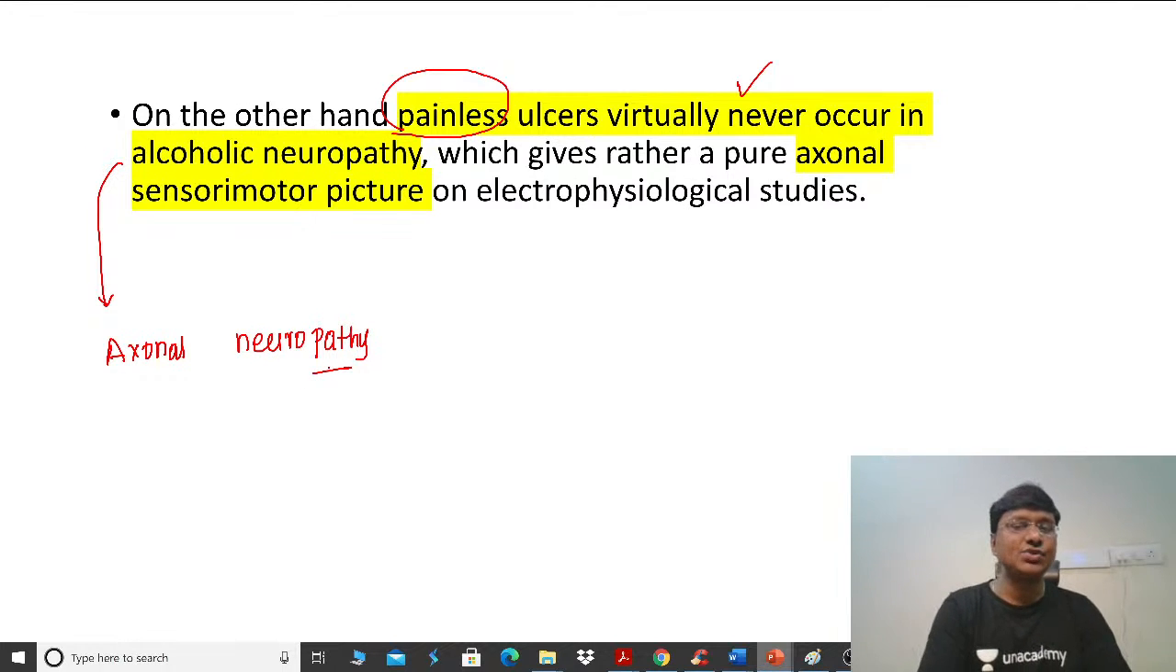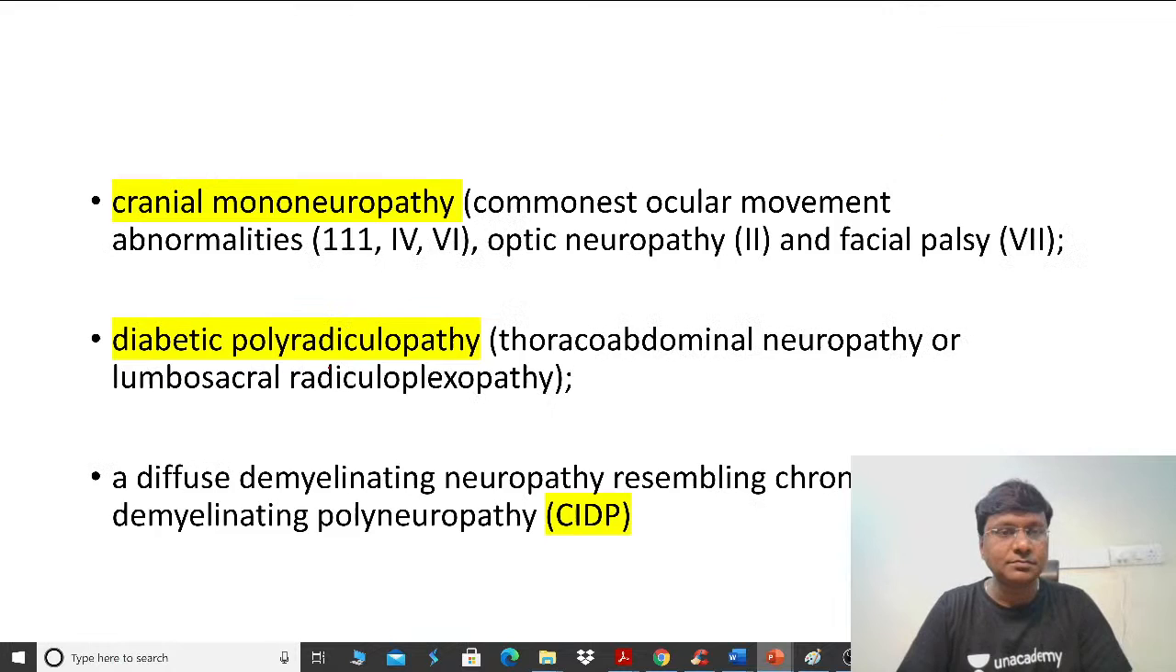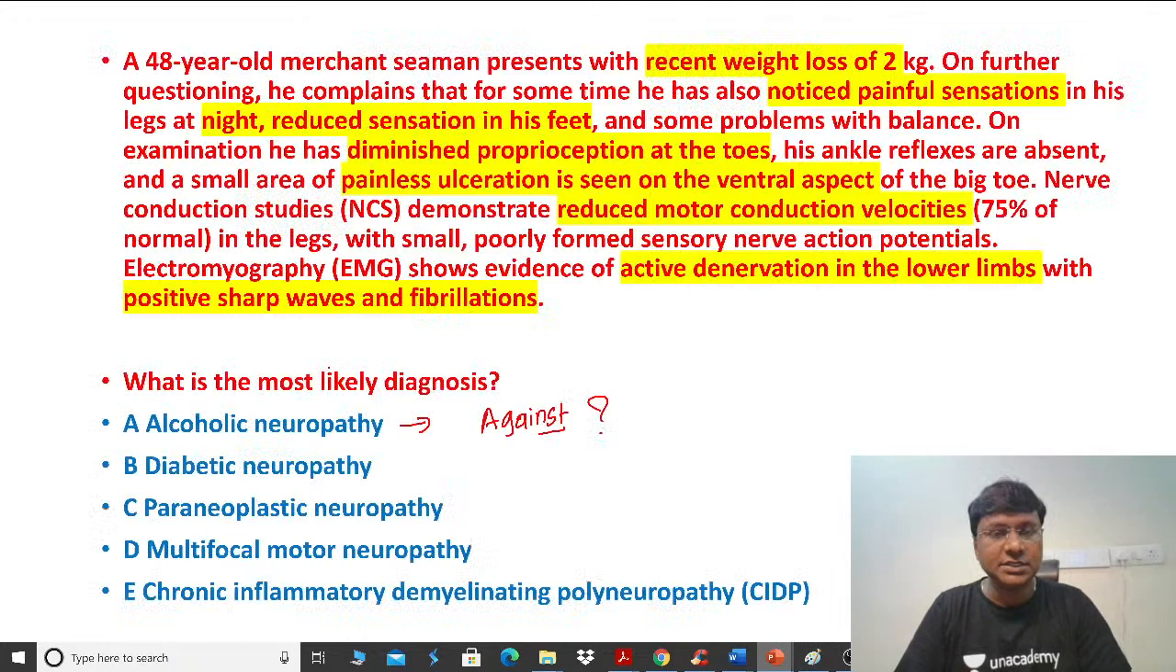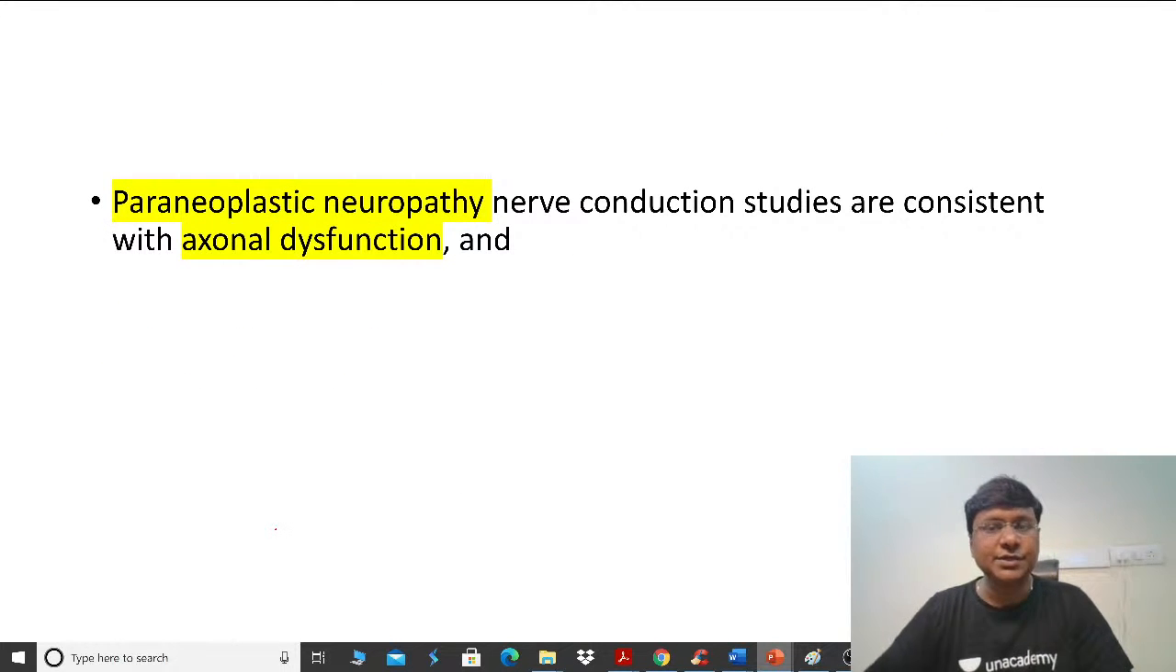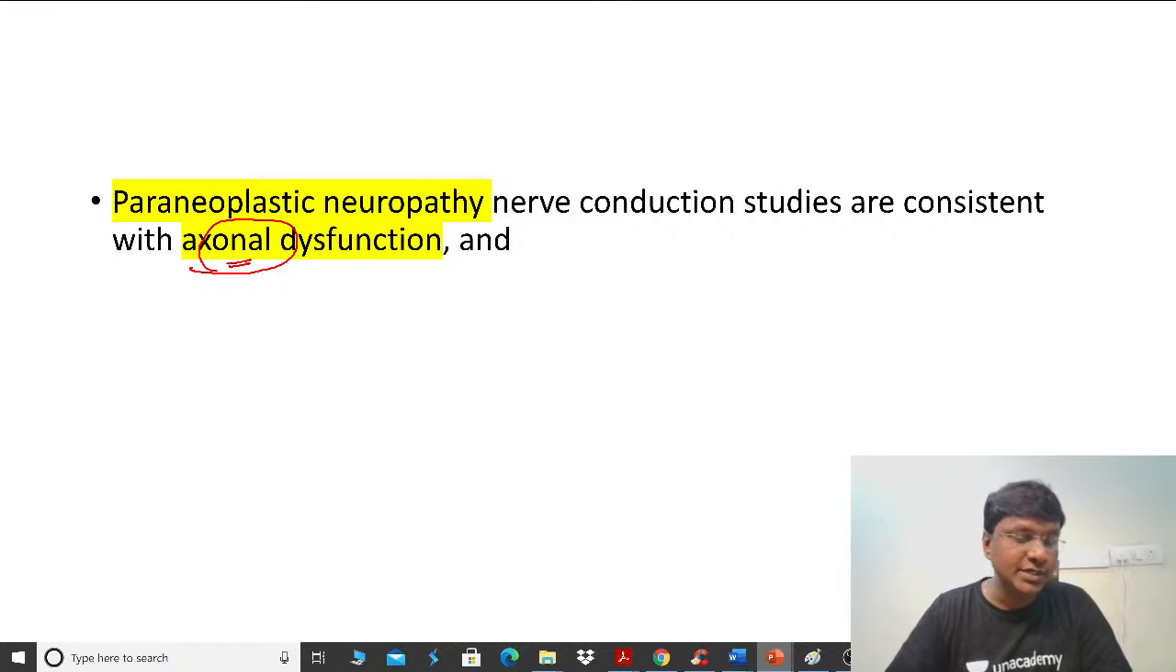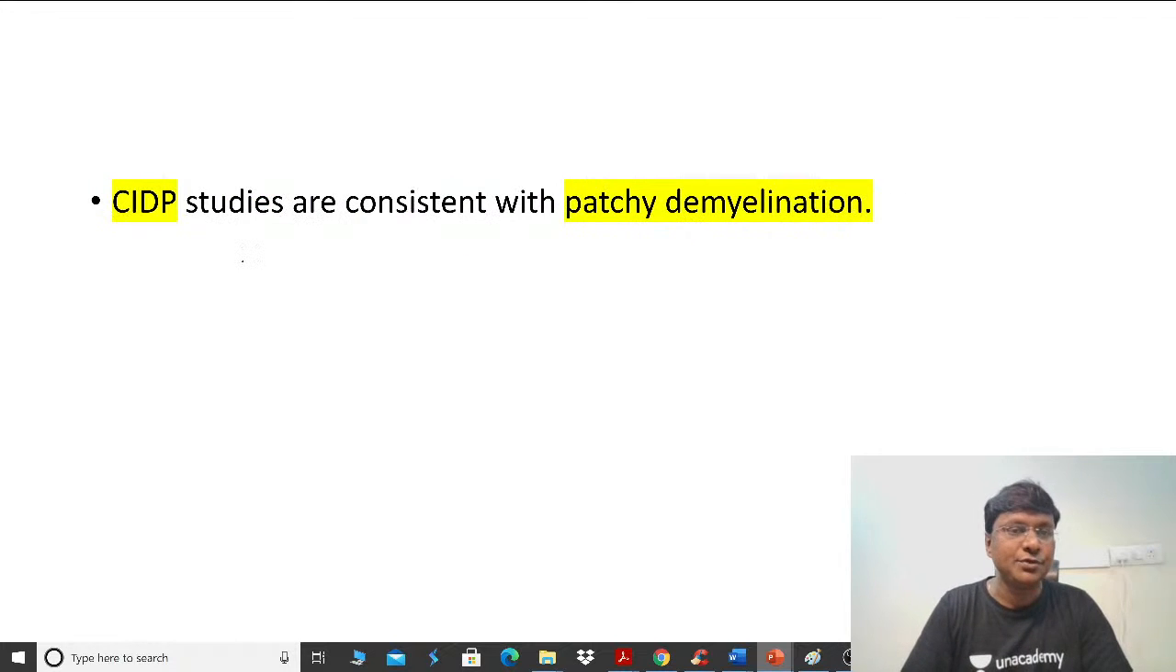Right, it is your axonal neuropathy. Okay, that will be your alcoholic neuropathy. Now, the other important option is the paraneoplastic neuropathy. So what will be the features of your paraneoplastic neuropathy? The features are that they mainly consist of axonal dysfunction. They'll have axonal dysfunction in case of paraneoplastic neuropathy.